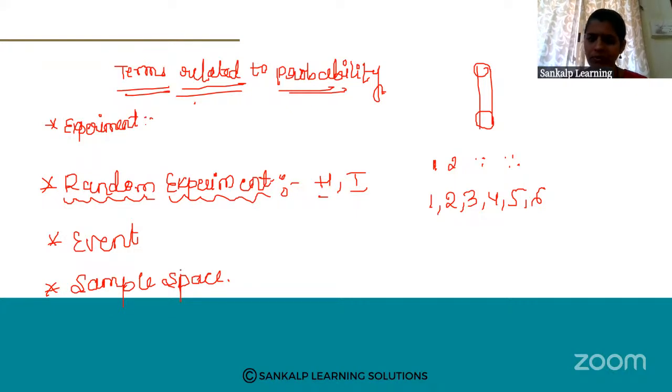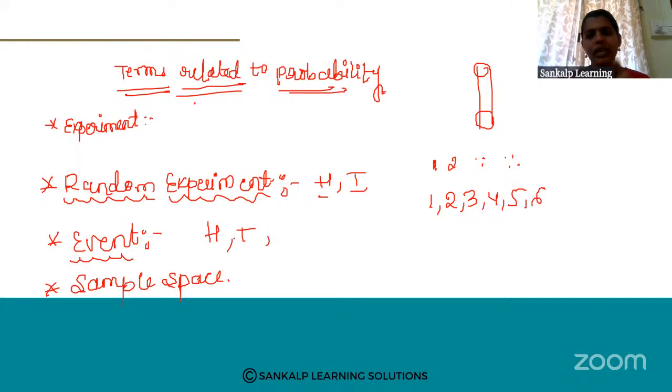Okay, next come to event. What does event mean? For example, you are tossing one coin. After tossing the coin, whatever result you will get, either it may be head or tail, right?